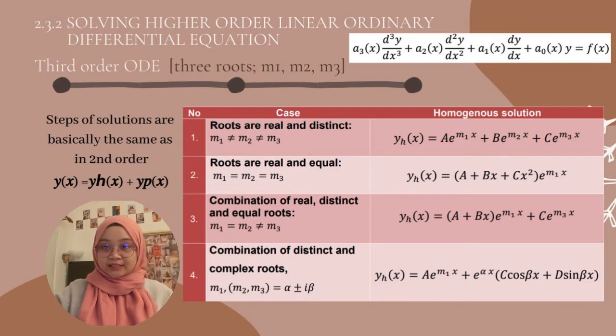The fourth one, the last one, combination of distinct and complex roots, m1, (m2, m3) equals alpha plus minus beta i. Steps of solutions are the same as in the second order. In the final solution, y(x) equals yh(x) plus yp(x).